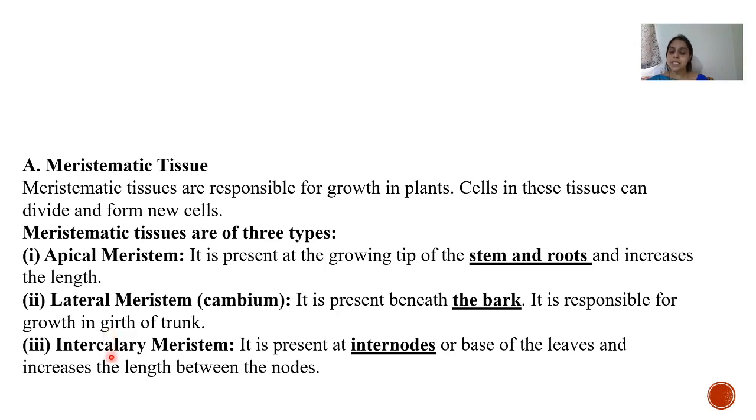Intercalary meristem is present at internodes. So we do have nodes and internodes in the stem. It is present at the internodes or base of the leaf. And what is the function? It is mainly to increase the length between the nodes. So between the two nodes, you can see the length will increase.